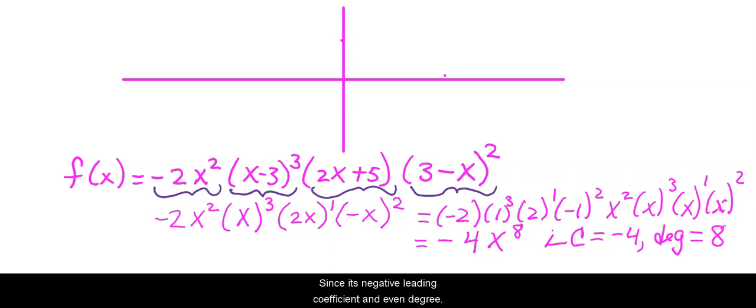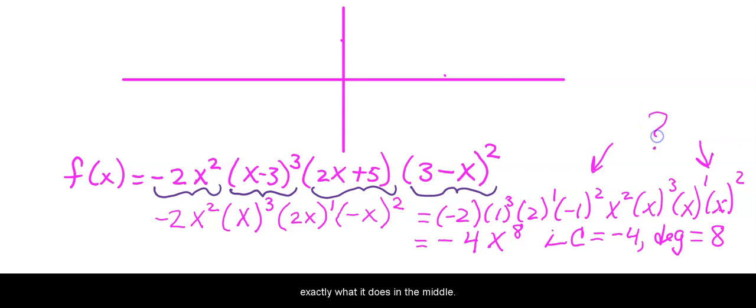Since it's negative leading coefficient and even degree, that means that on the far left it should go down forever, and the far right it should go down forever. I just don't know exactly what it does in the middle. Probably it wiggles. Now let's find our y-intercept and x-intercepts.